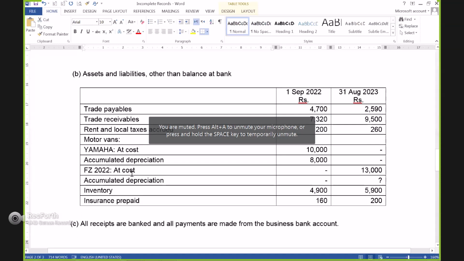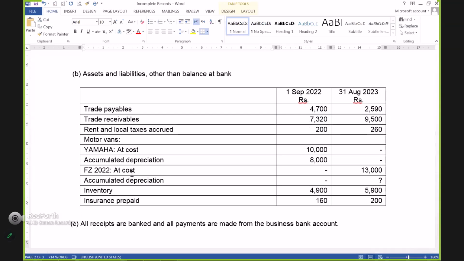Now, the assets and liabilities other than bank, some others are given. So we have to transfer these. Opening and closing balances are given. Some are transferred to ledgers, some transferred to the opening calculation of the capital, and others are transferred to the statement of financial position at the end of the year.